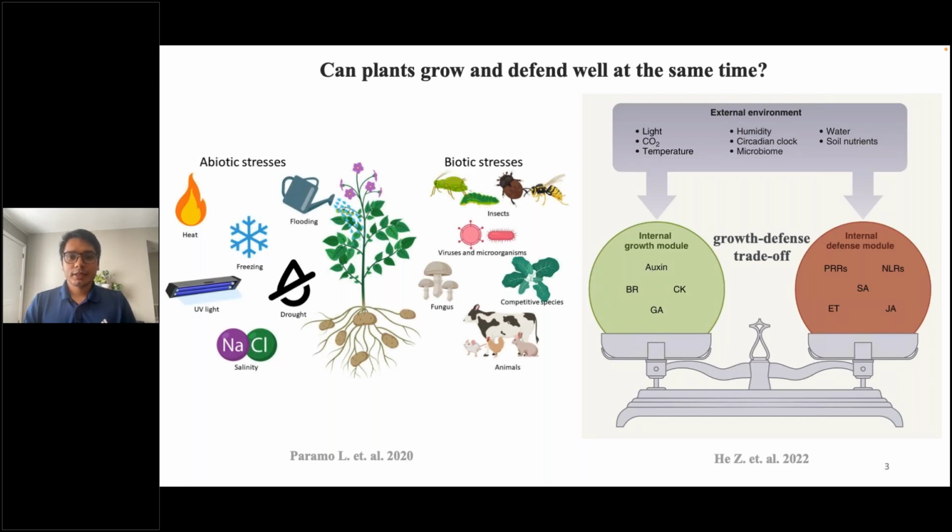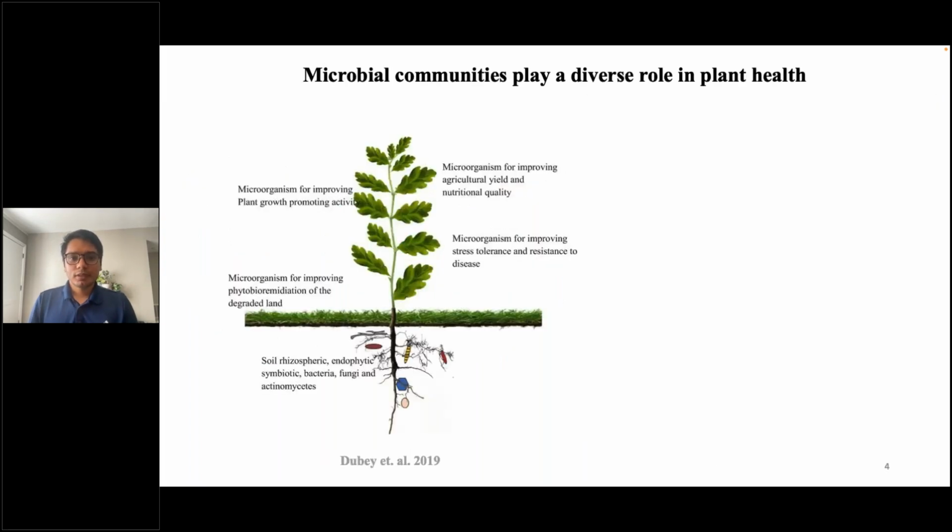Similarly, we have seen increasing evidence which suggests that microbial communities in plants can balance this plant growth-defense response against various pathogens. Although the pathogen might have a negative effect on the plants, the interaction with beneficial microbes present in the plants has been shown to influence various beneficial factors, such as growth. It increases yield and nutrition quality. It helps in tolerance against various stresses, resistance towards disease, and various growth-promoting activities.